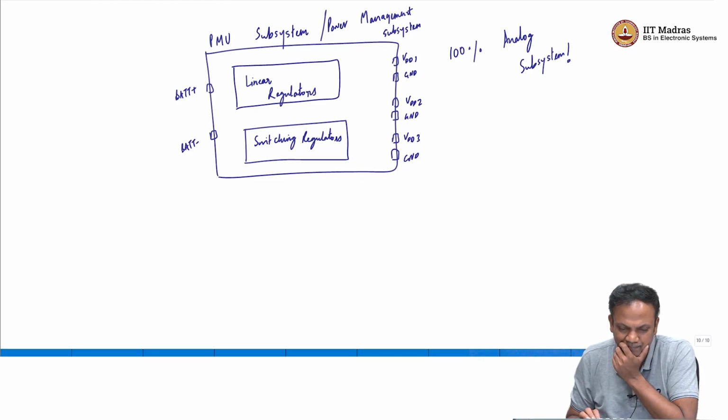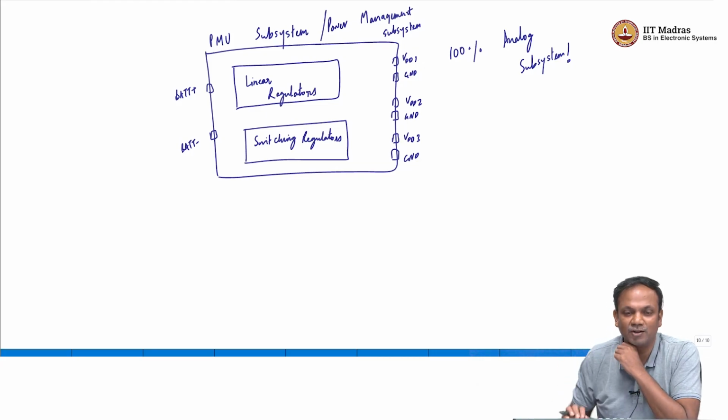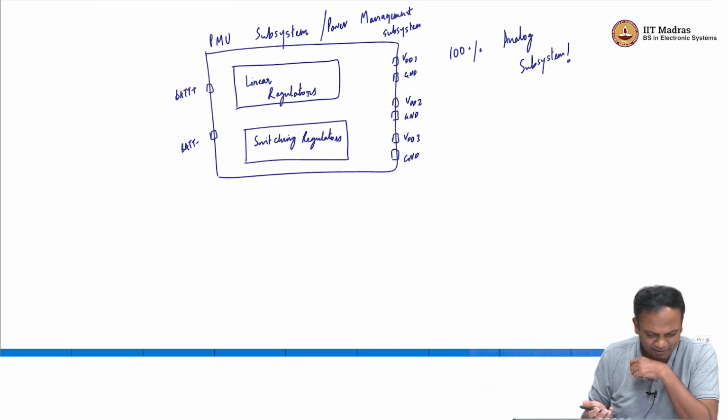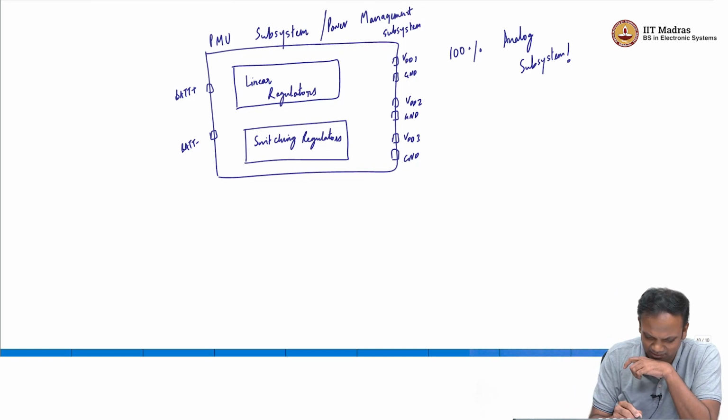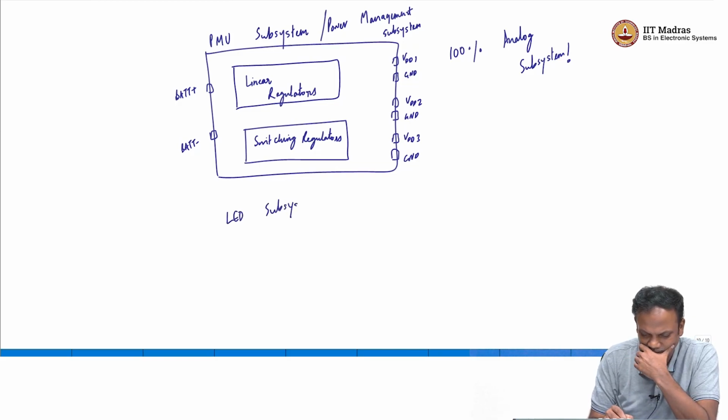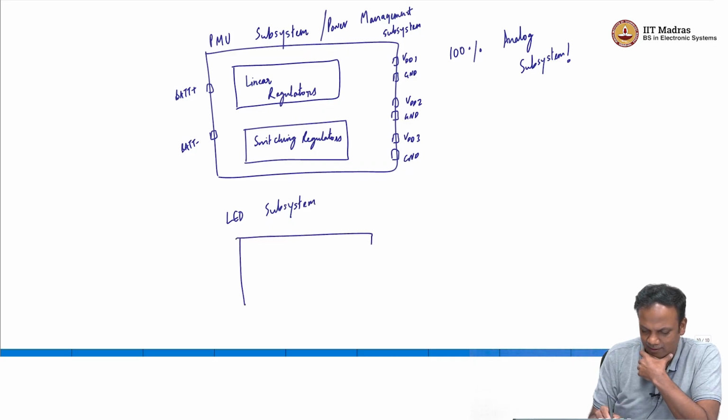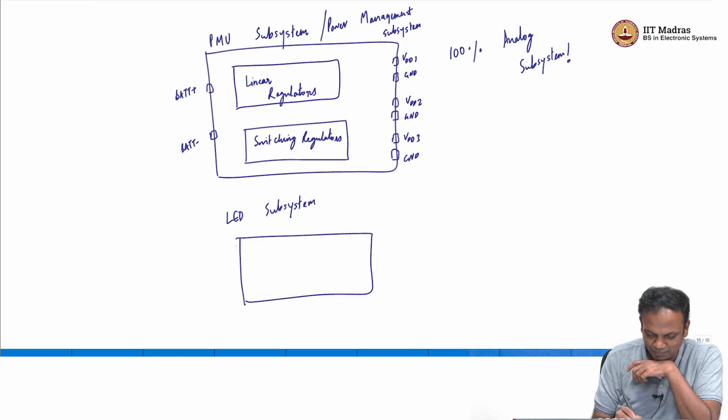So, again 100% analog subsystem, this is the power management subsystem. I think we also had the LED subsystem, let us just for completeness sake finish that as well. With the LED subsystem, LED subsystems are actually even simpler. You have maybe the IOs for R, G and B. So, we will call them GPIO R, GPIO G, GPIO B.